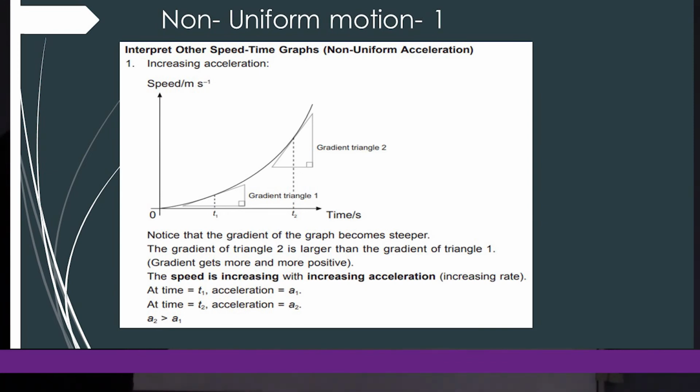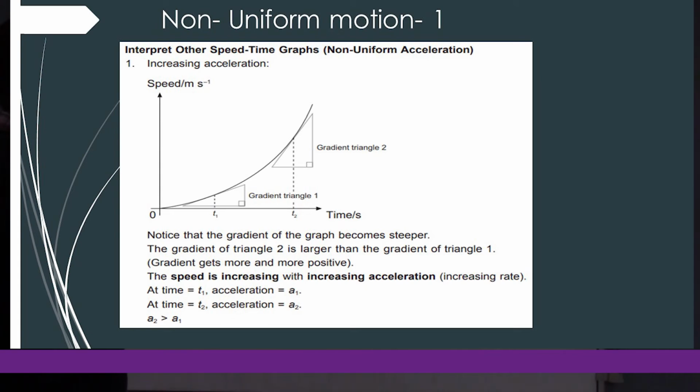The gradient is becoming more and more positive. It's increasing, as shown there. So this means that the speed is increasing with increasing acceleration or increasing rate of change of speed. At a time t1, the acceleration is a1, which is in this case lower or less. Then as we move on to t2, the acceleration is a2, which we are saying is higher than at a1. There is an increase in acceleration.